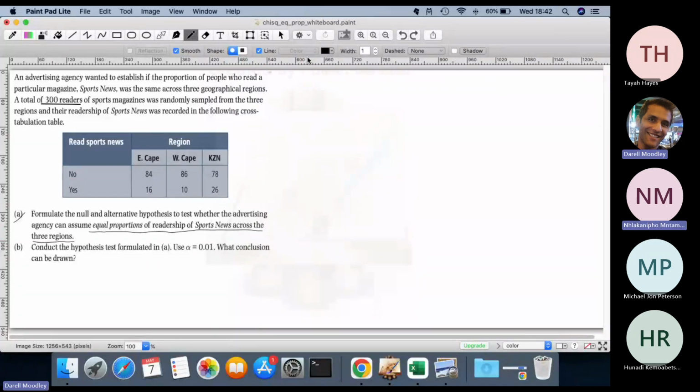So remember, for proportions, the symbol is pi. So in other words, your H0, there are 3 regions. So you're testing whether they're the same. That is, the proportion of readership in Eastern Cape, which we'll say is 1. So this will be 1, this will be 2, and this will be 3. Is it equal to pi 2, the readership in Western Cape, which is also equal to KZN, pi 3.